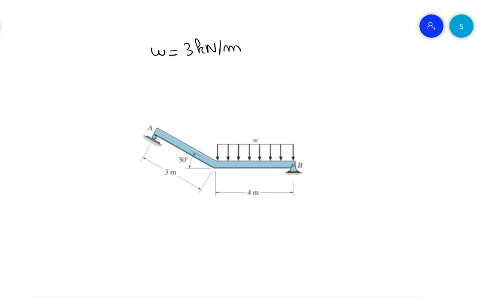So first, let's replace this distributed load by one load that will be in the middle. It will be equal to 3 times 4. It will be equal to 12 kilonewton. And that will be at 2 meters from both sides. But we will use the moment from B. So let's put it this way.